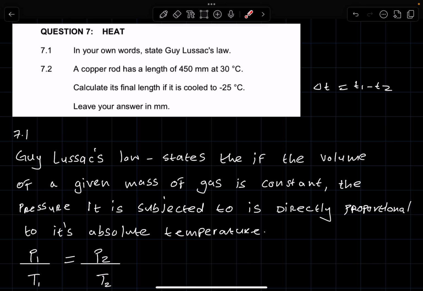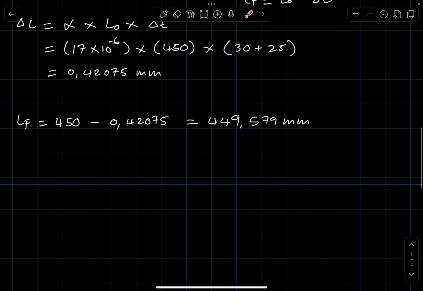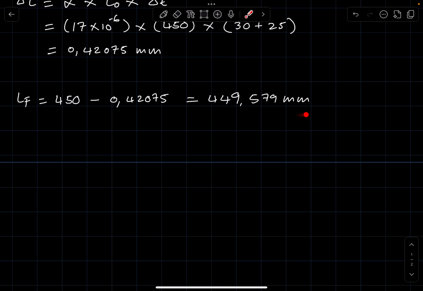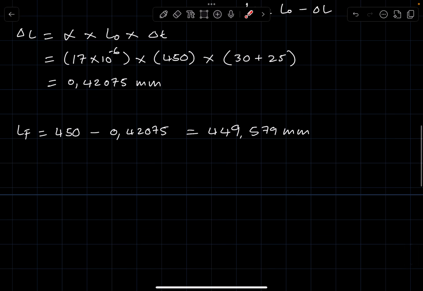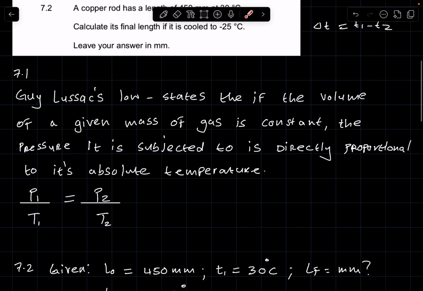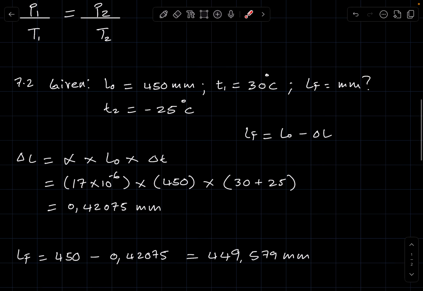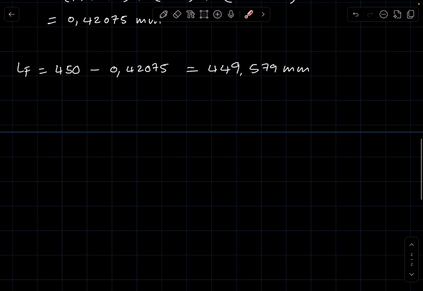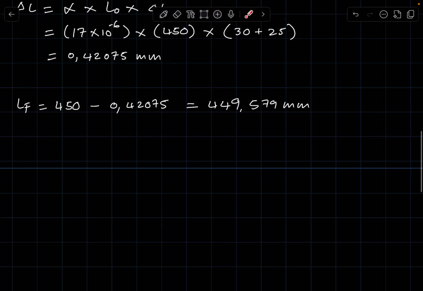Now, if you follow the right steps but express this in units that are not the ones that have been specified, you obviously are going to be docked for that. You are going to lose marks. So always follow the instruction. And that is how you would approach such a problem.